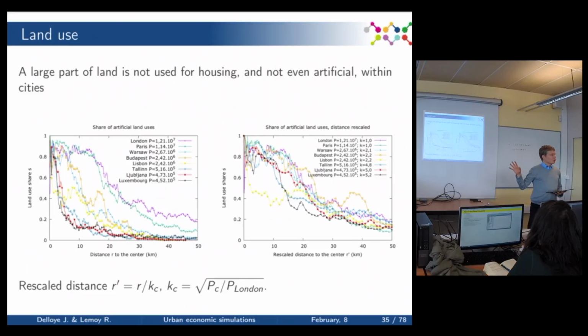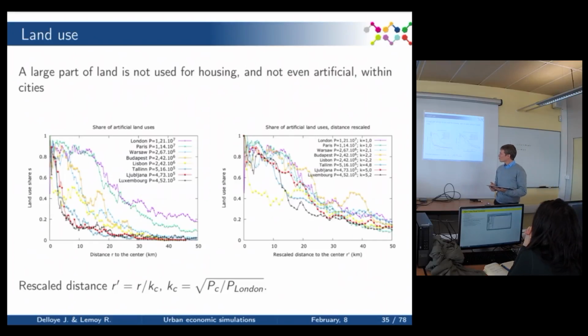And actually, I can mention that for larger cities, it decreases more slowly than for smaller ones. Sorry. So for small cities, you have a very sharp decrease in the land use which is artificial, and for large cities, it decreases more or less in the same way, but more slowly. So this is a work which is not published yet, but which is an interesting fact.